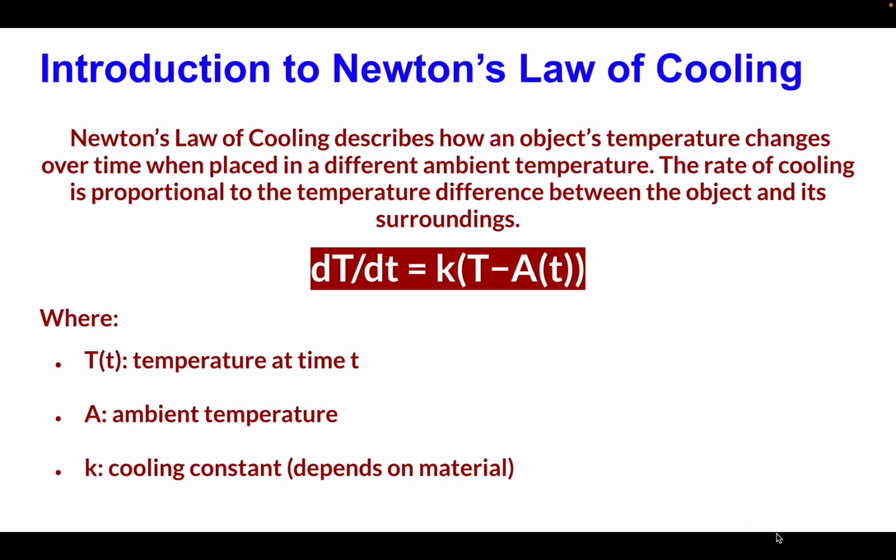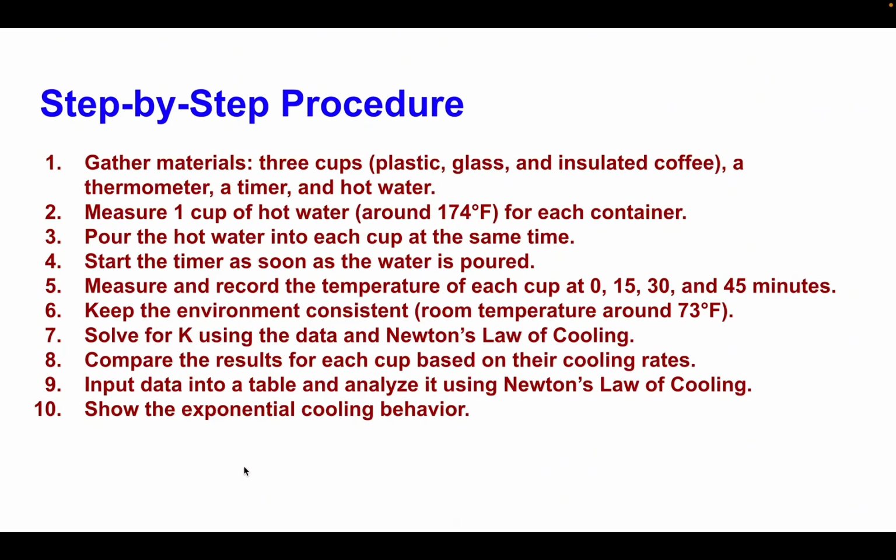This is the differential equation that we started with. We had T sub t for temperature at time t, A for the ambient temperature, and K, which is what I'll be solving for later, which is the cooling constant. Now I'll show you how I set up the experiment and collected the data. Before I do that, here's the step by step of what I did.